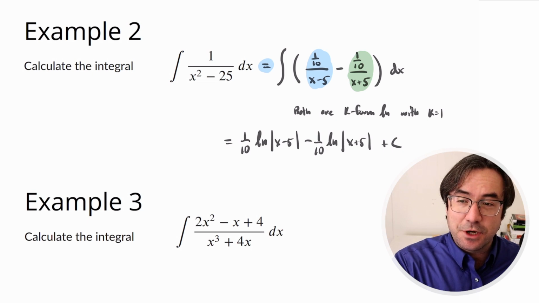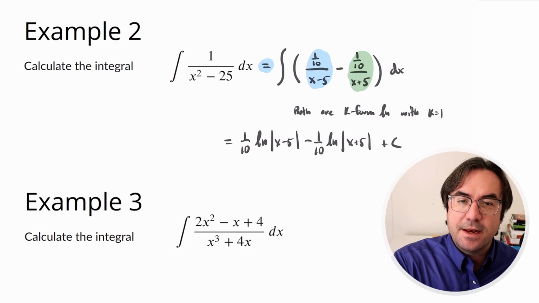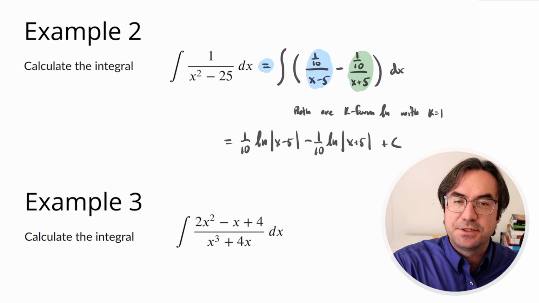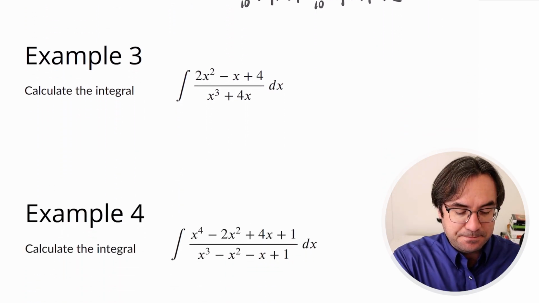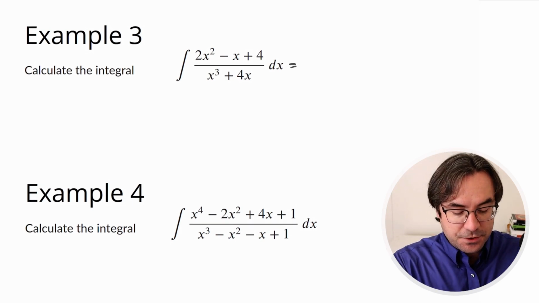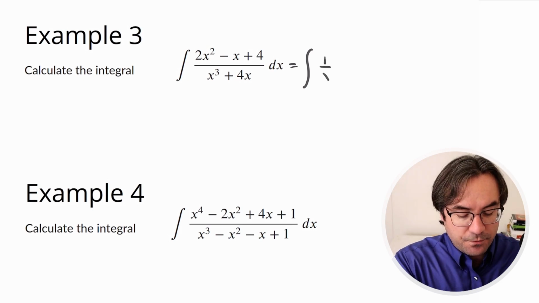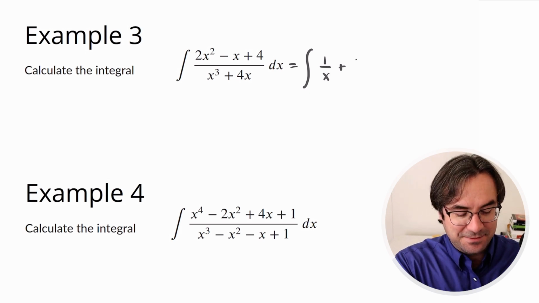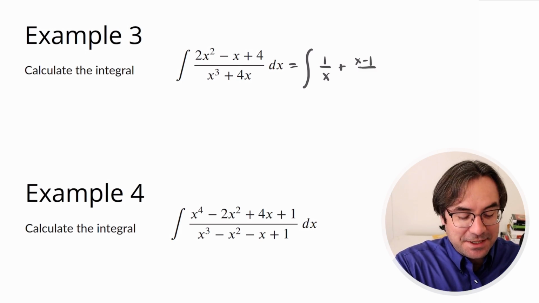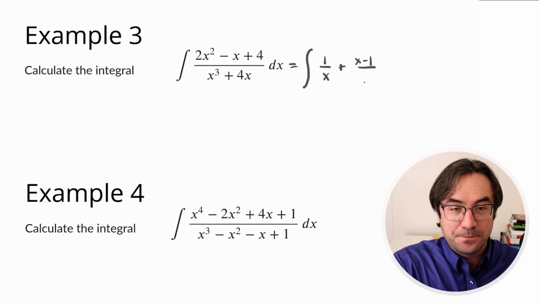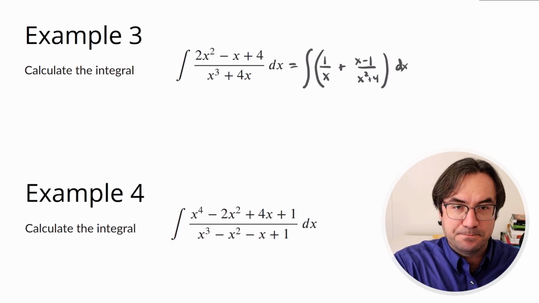All right, so far so good. Let's look at example 3. This is another one we did the decomposition for, so we're not going to go through the decomposition again, but let's write down what we found. We could rewrite this function after our decomposition as 1 over x plus x minus 1 over x squared plus 4. So this was our decomposition.